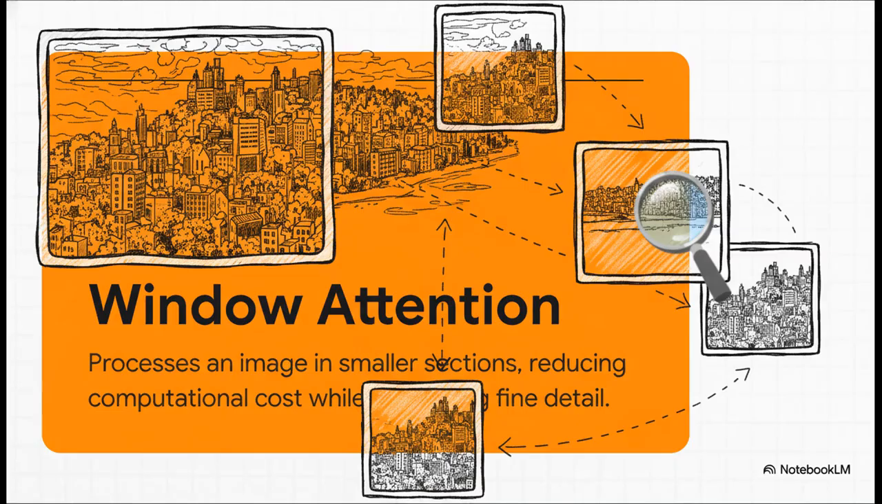First up is a technique called window attention. The best way to think about this is like using a magnifying glass. See, instead of trying to look at an entire massive high-resolution image all at once, which takes a ton of computer power, the AI scans it in these smaller, overlapping windows. This saves a massive amount of processing power, but it makes sure that not a single tiny detail gets missed.